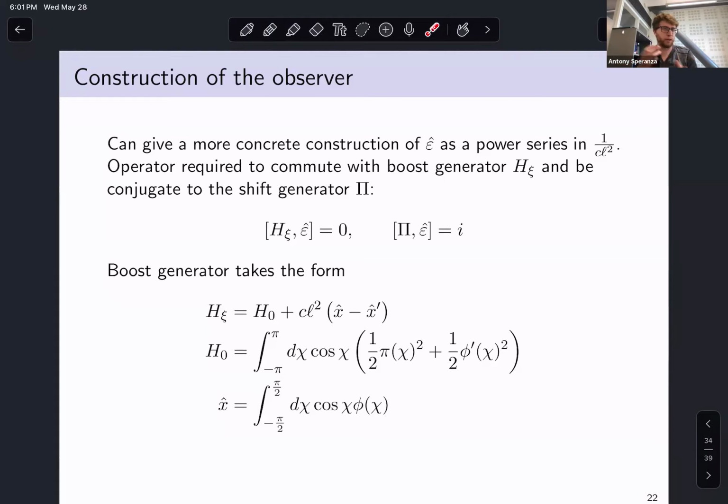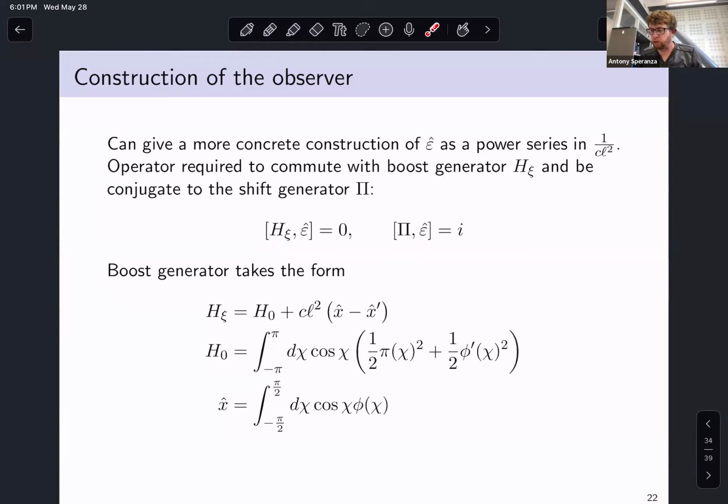I gave an argument for how you would in principle construct this observer Hamiltonian epsilon. You can be a little more concrete about it, where you explicitly write down a procedure for perturbatively computing this observer Hamiltonian. So what you need to do is find an operator that commutes with the boost Hamiltonian, and it is canonically conjugate to the thing generating the shift symmetry. That's the statement that it shifts under the shift symmetry.